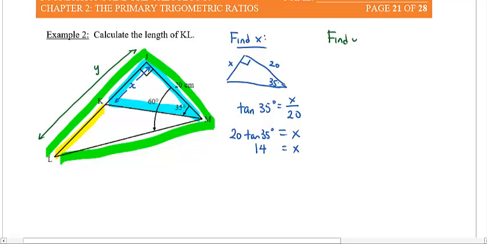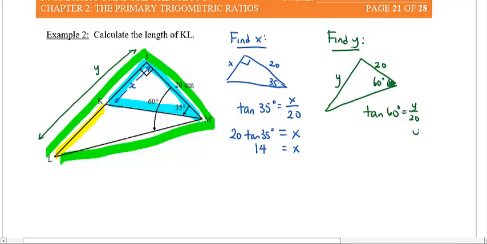Similarly, we'll ask you to find y. And once again, I don't want to do this for you because I think you can do this now. So go ahead and try yourself and double check your answer with me, please. Seems I like using tangent quite a bit.